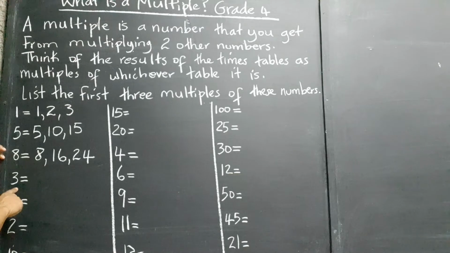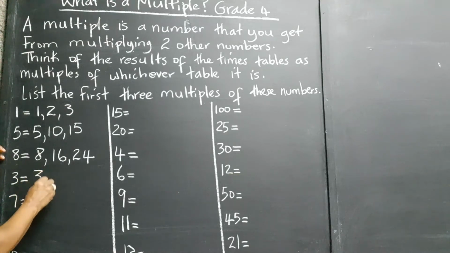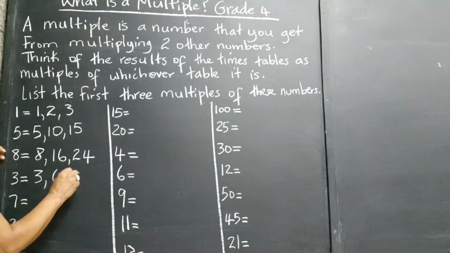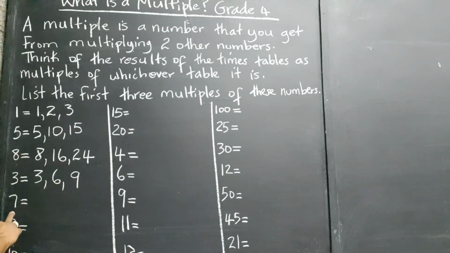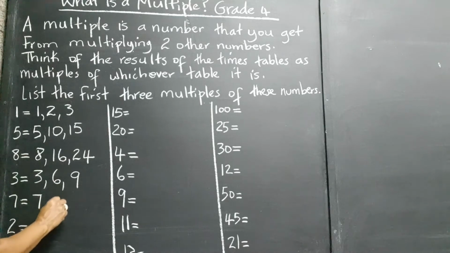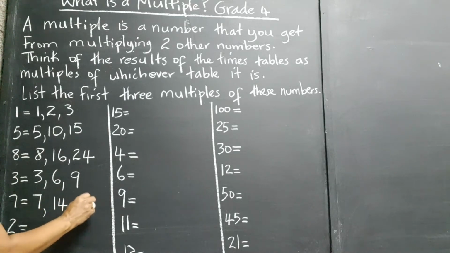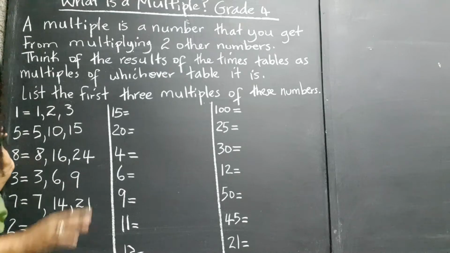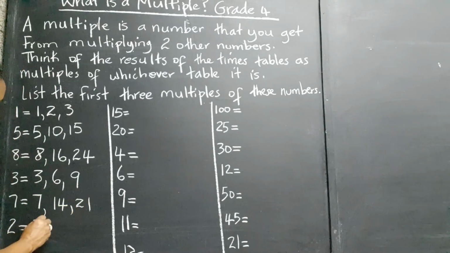First 3 multiples of 3: 3 1's are 3, 3 2's are 6, 3 3's are 9. First 3 multiples of 7: 7 1's are 7, 7 2's are 14, 7 3's are 21. First 3 multiples of 2: 2 1's are 2, 2 2's are 4, 2 3's are 6. First 3 multiples of 10: 10 1's are 10, 10 2's are 20, 10 3's are 30.